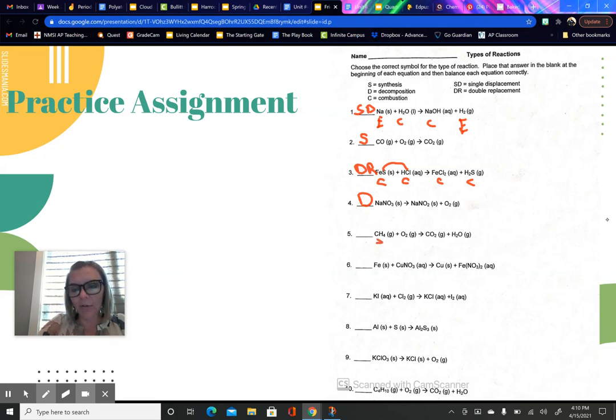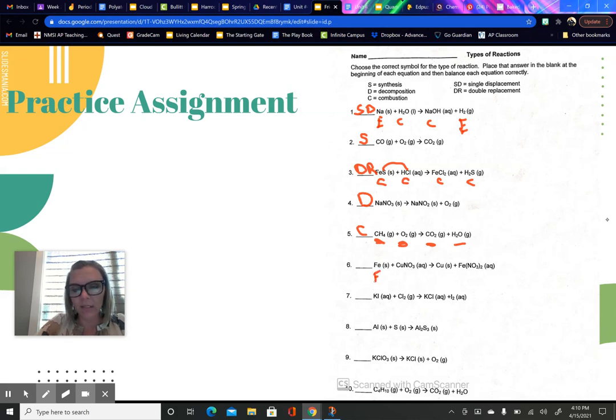The next one has a hydrocarbon and oxygen to produce CO2 and H2O. So this one is a little misleading for a lot of people. They have a hard time with this one. But because it's that same generic formula that we had at the very end, this would be a combustion reaction.